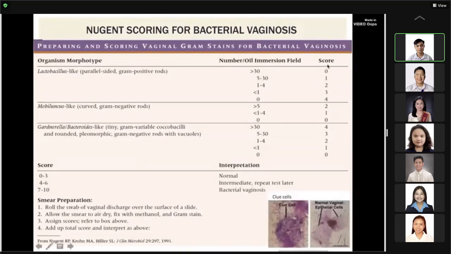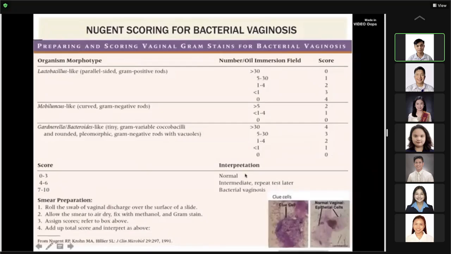So in scoring for the presence of lactobacilli, the more lactobacilli in the smear, the lower is the score. For Gardnerella vaginalis, the more gram variable cocobacilli in the smear, the higher will be the score.